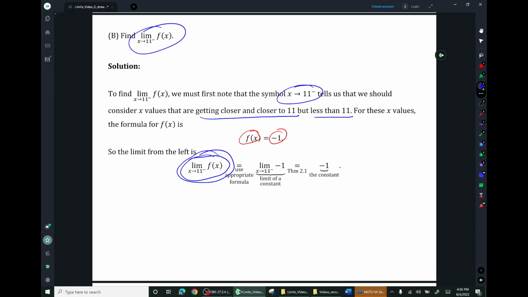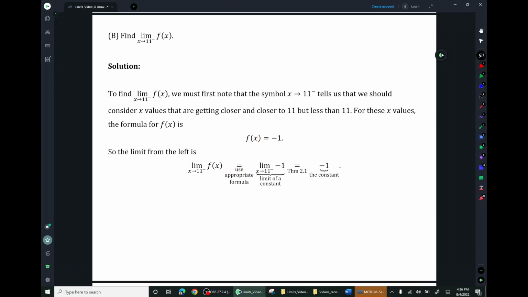So we've written down the left side of our computation. That is, we've written down the thing that we're supposed to find. Now we use the appropriate formula for f of x. That is, f of x is just the number -1. So we've swapped that out in our limit expression. We still have, though, the limit frame around that. We're finding the limit as x approaches 11 from the left of -1.